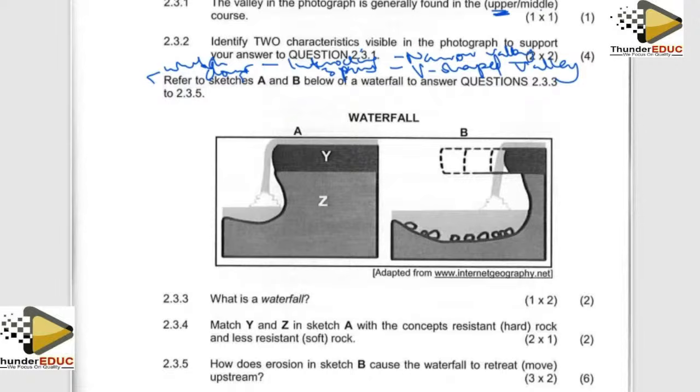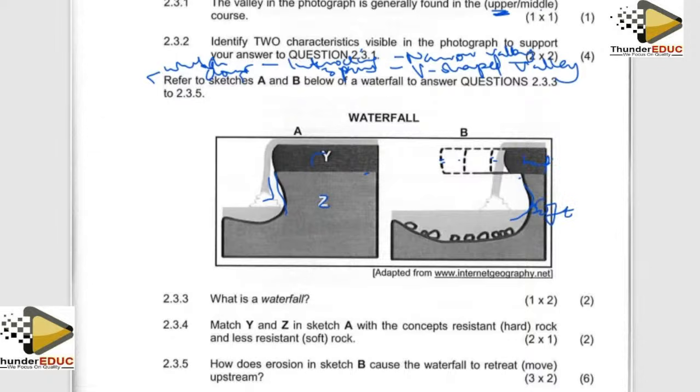Refer to sketches B and A, which indicate the waterfall. Here is a waterfall. When you look at this, it shows how erosion takes place, but it cannot take place at the same pace. This one was at the same level here, but when you check, this one is further eaten compared to what is here, which simply means there are softer rocks here and hard rocks there. So if this one is soft and this one is hard, let's answer the question.